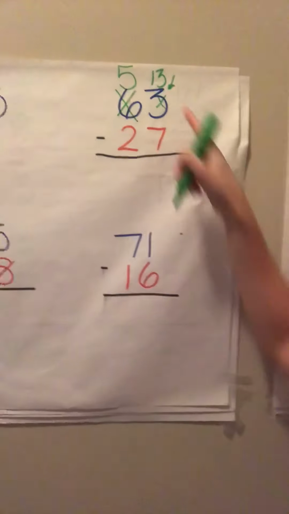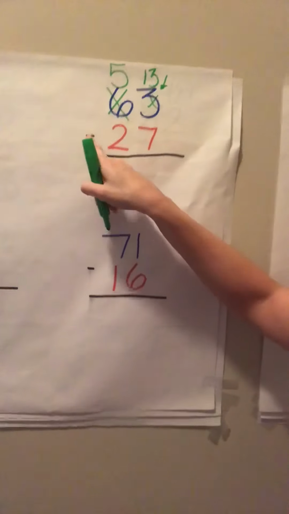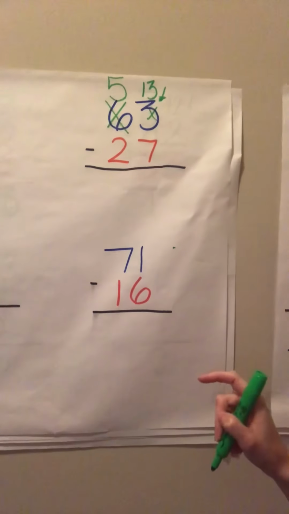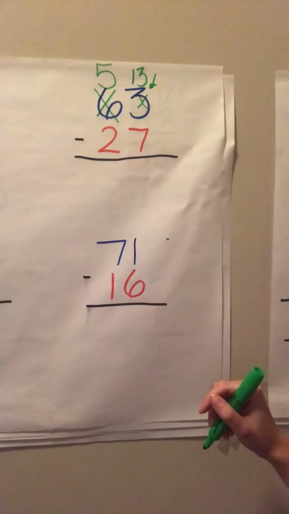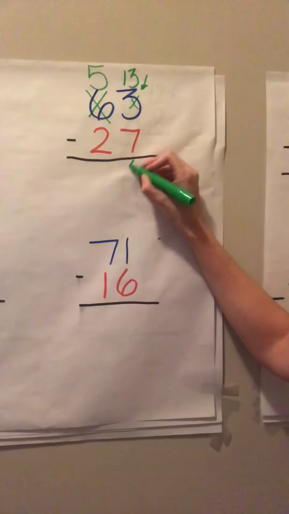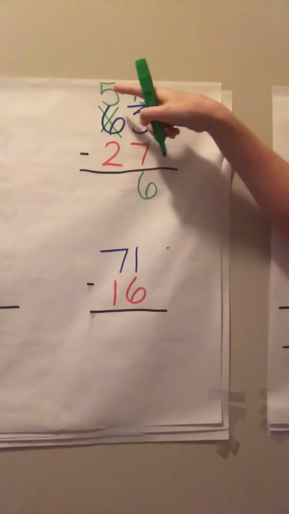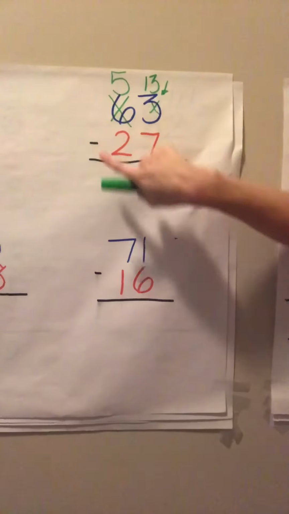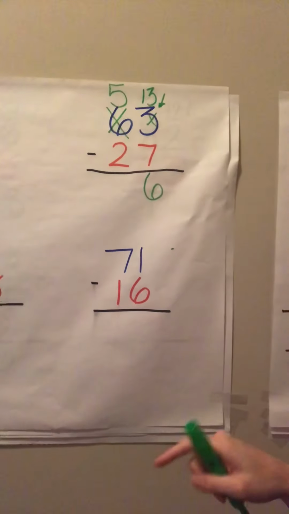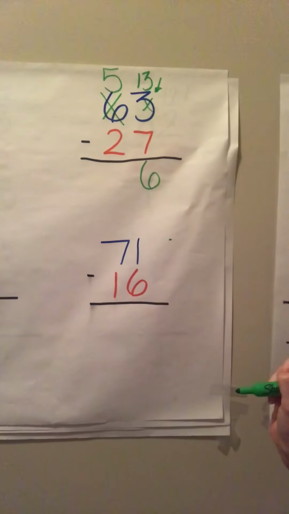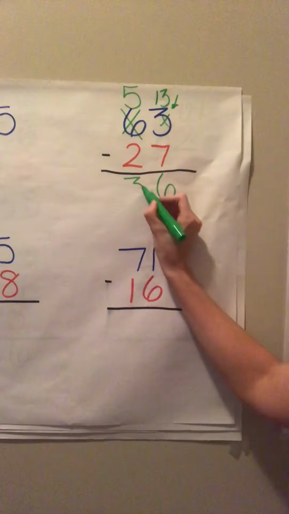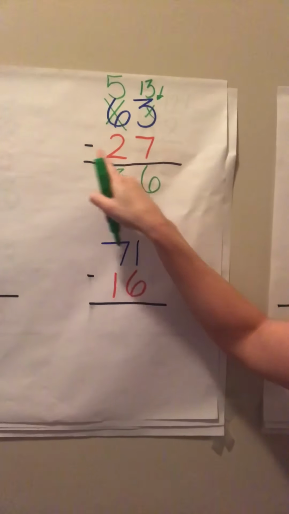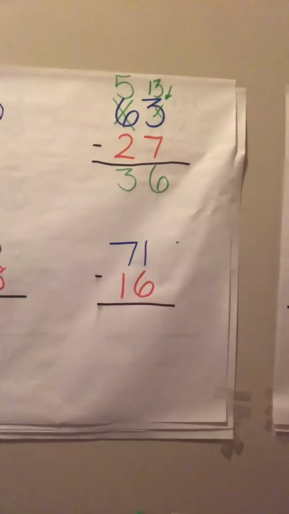Now we can subtract. So I have 13 minus 7 equals, right, we have 6 left. Now we subtract our 10s. We have 5 minus 2 equals, right, you get 3. So 63 minus 27 equals 36.